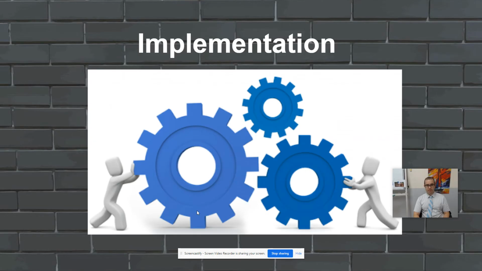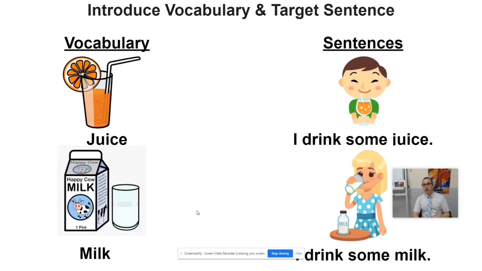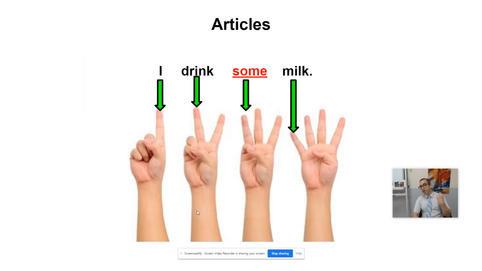Okay, so implementation, here we go. I practice my vocabulary: juice, milk, soda, and I might use it with flashcards or some other way, or it could be just drilling it. And then I look at the sentences. I drink some juice, I drink some milk. So we're practicing these sentences now. For the articles, I might want to exaggerate. "I drink some milk." So they know 1, 2, 3, 4.